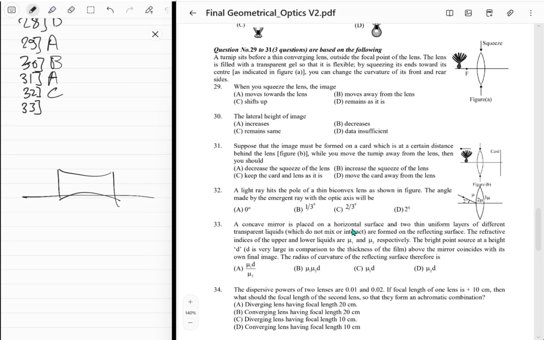Right point source of height h. Okay. What do you mean by all of this? Like, what are they talking about? Formed on the reflecting surface. Two layers of different transparent liquids are formed on the what, reflecting surface? Like there's no reflecting surface. Are you crazy?